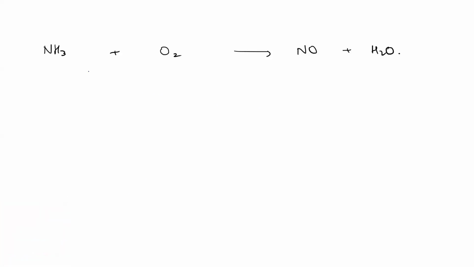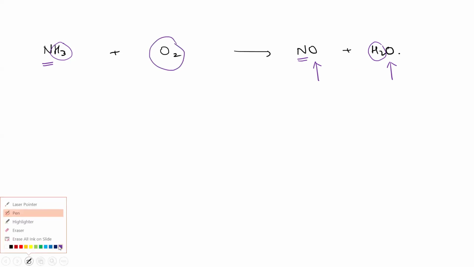So we have nitrogen here and here. We have hydrogen here and hydrogen here. But the problem with the oxygen is that on my product side, I have oxygen in two of the substances, right? And on the reactant side we have only one oxygen, okay? Only in one place. So now what do we do?